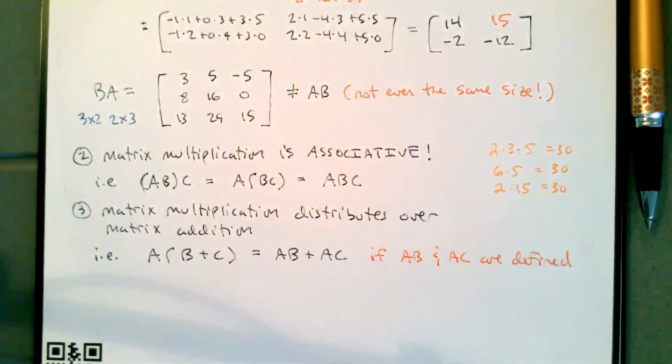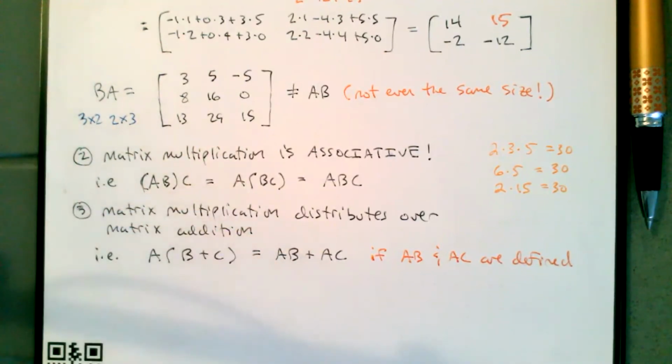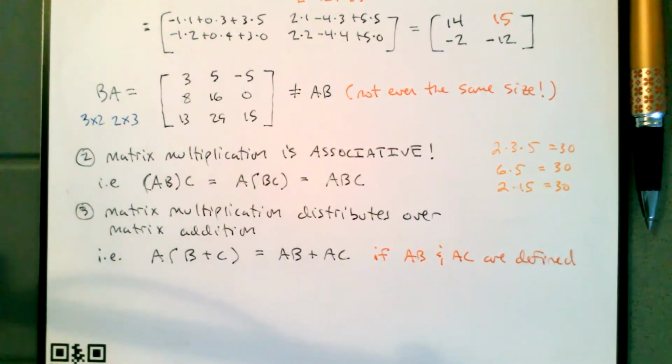If AB is defined, then AC will be defined as well because B and C have to be the same size. And that means that A times the sum of B and C will also be defined because B plus C will be the same size as B and C. So here are some things that we need to know about matrix multiplication. The big one is matrix multiplication is not commutative. You can't just change the order of your product and expect it to be the same.